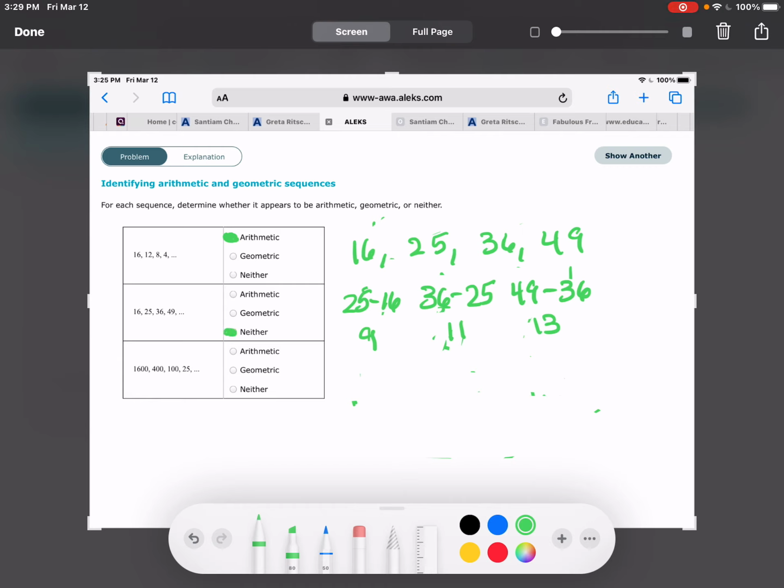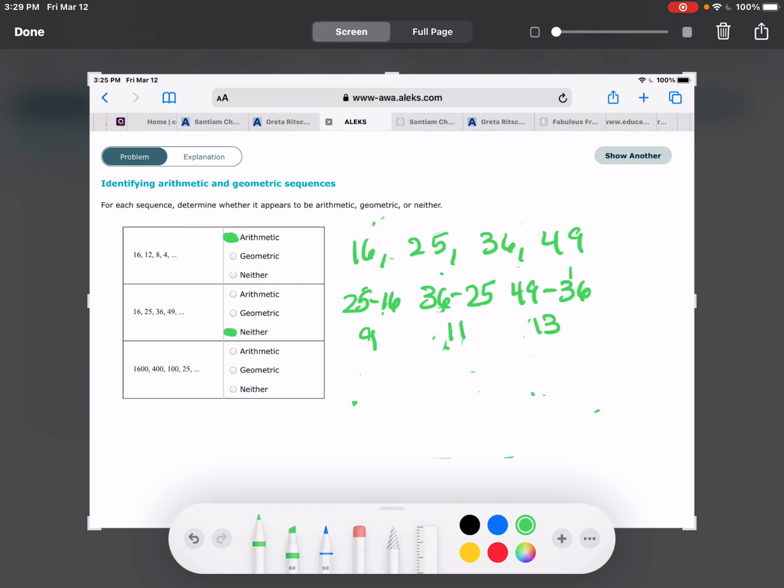Oh, I don't have one that is here. We can tap on the explanation and then you can see that. Arithmetic, neither, and geometric. All right, let me grab the other problem that we're going to look at in this one. Here we are going to be identifying geometric sequences and finding the common ratio. So, pretty much the same thing we were doing in the last problem.